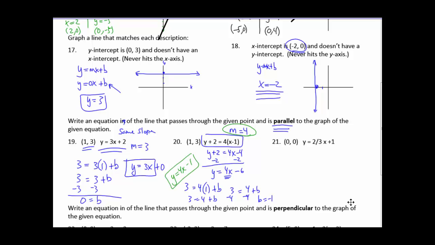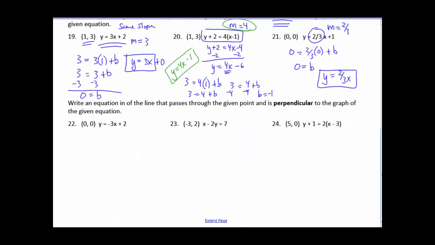All right, 21. The point is (0, 0), and y equals 2/3 x plus 1. Go ahead, hit pause. Try 21. All right, welcome back. If you notice, by plugging in (0, 0) for the point with the slope of 2/3, you should have gotten a y-intercept of 0. So our equation that is parallel to the one above is y equals 2/3 x plus 0, or just y equals 2/3 x.